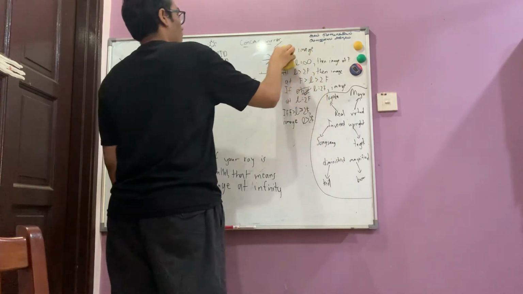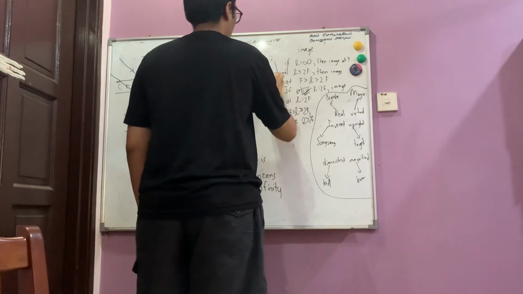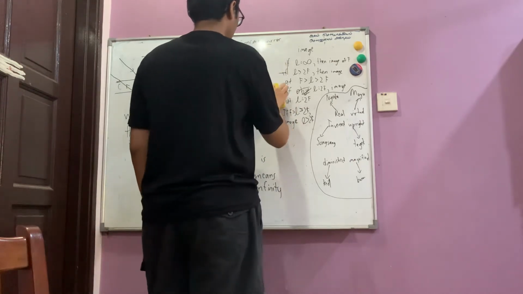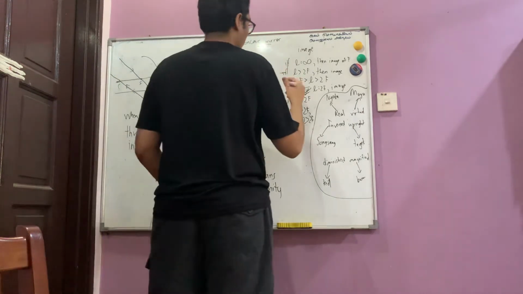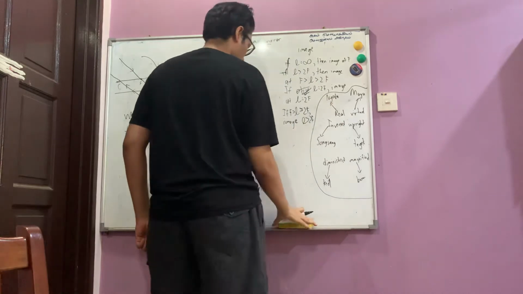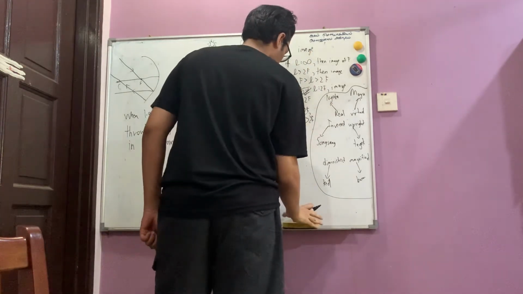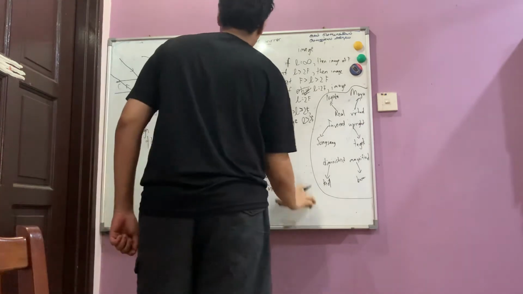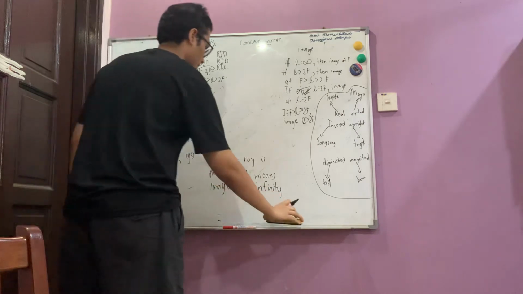Convex mirror, the image will always be Maya. Convex mirror, you have to remember, the image will always be Maya. Wait, I'll draw it out for you, then I'll explain. I can erase this and solve.